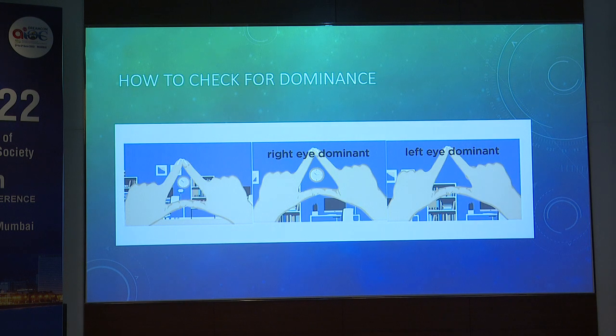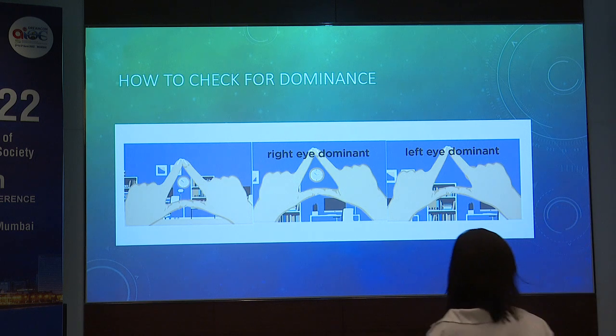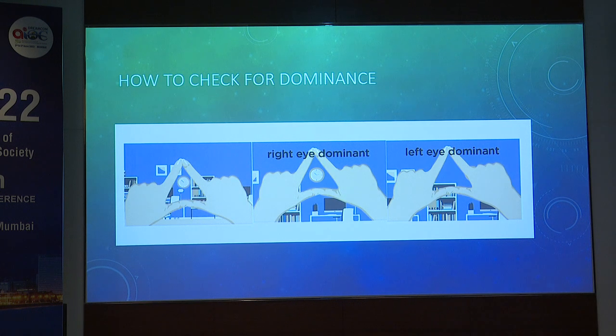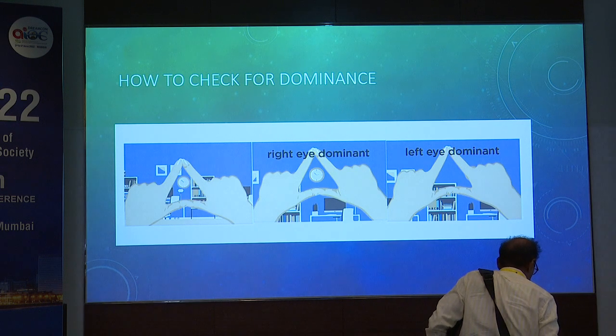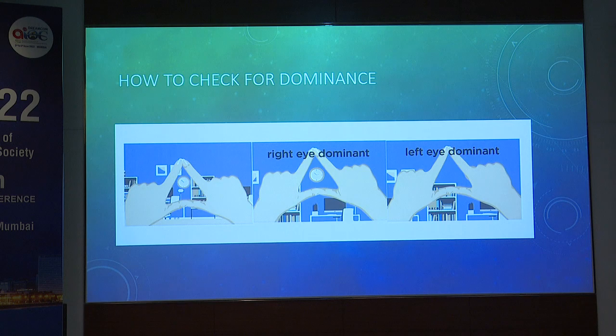Now how do we check for dominance of the eye? It is very simply done in your OPD itself, where you make the patient look through an opening like this at an object about 10 feet away, and by closing each eye, the image which shifts is the eye which is non-dominant. That is how you know which is the dominant and which is the non-dominant eye. Now mind you, in patients with advanced cataracts this may be difficult to do. But still, if the other eye is okay, it's not so advanced, you can still do this test.